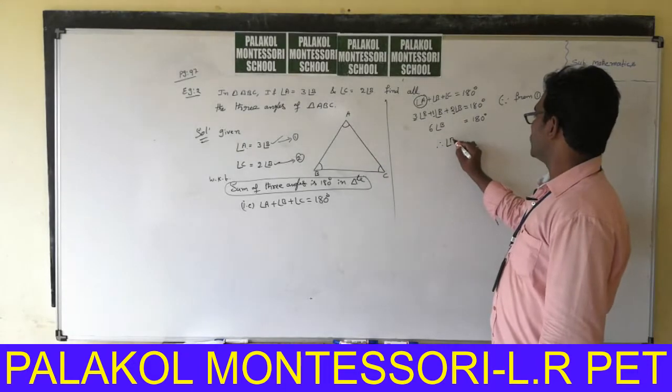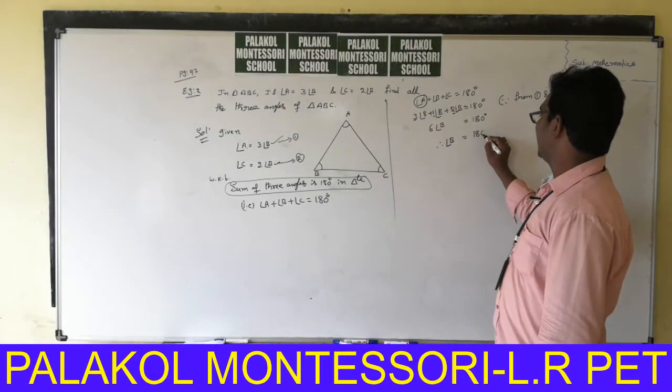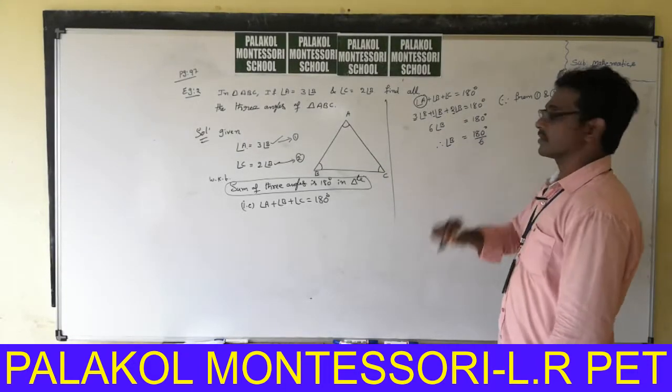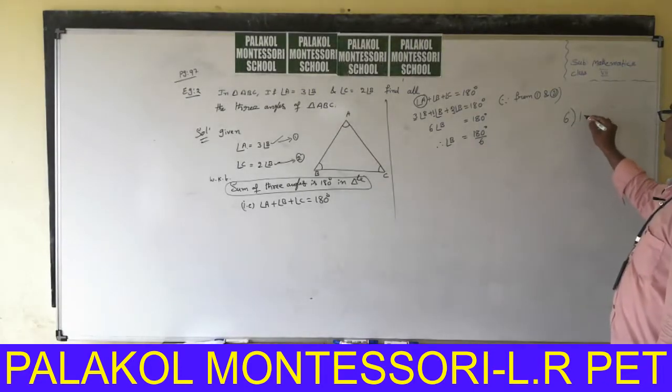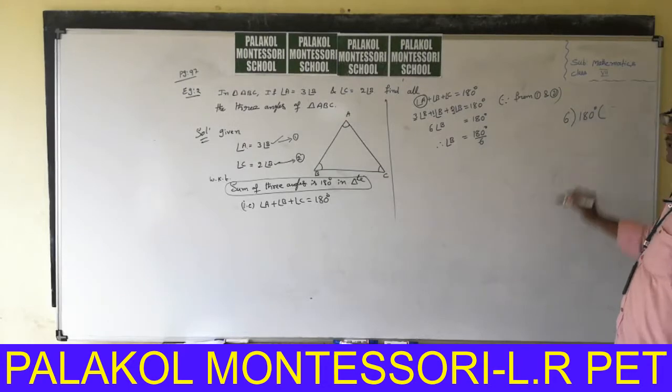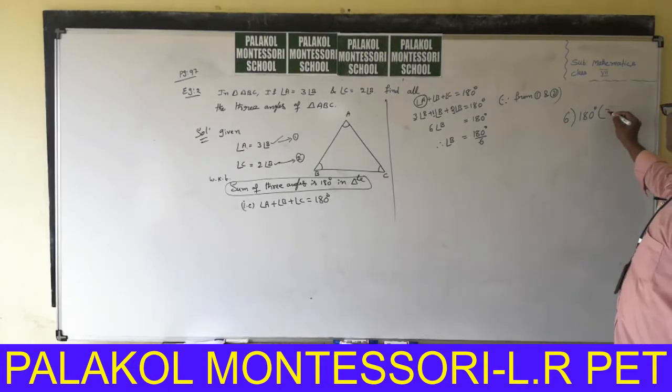Therefore, angle B is equal to 180 degrees divided by 6. You know the 6 table: 180 divided by 6, how many times does it go? 6 threes are 18, then 0 is there. 6 times 30 is 180.